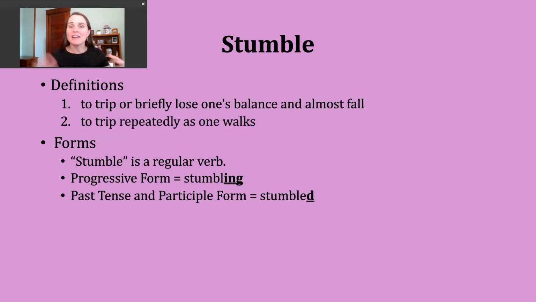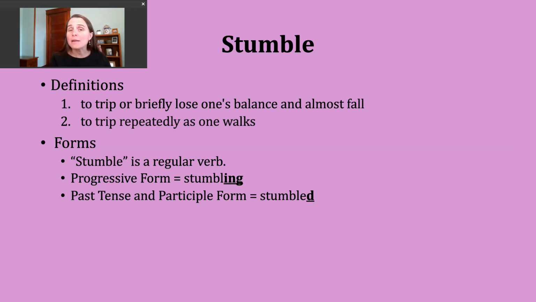I'll be walking, and for whatever reason, I lose my balance. I don't fall to the ground, but I might have to move my feet or even sometimes my arms in a way to kind of catch myself and regain my balance. Related to this is a second definition: tripping repeatedly as one walks. Sometimes there can be a medical condition or other reason that might cause someone to have difficulty walking and sort of repeatedly almost lose their balance and fall.